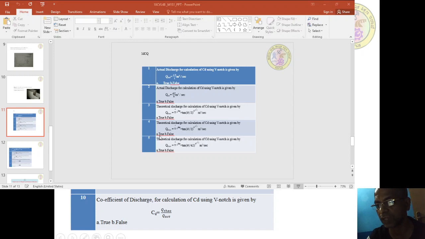The coefficient of discharge for calculating CD using the V-notch is given by CD equal to Q actual by Q theoretical. It is correct, so the answer is A. Tenth question: the same question, but Q theoretical by Q actual, then it is false, B.